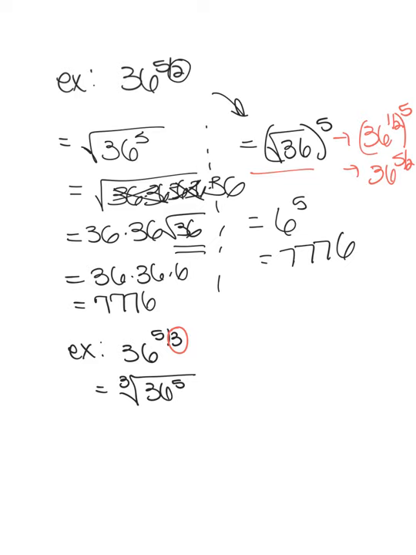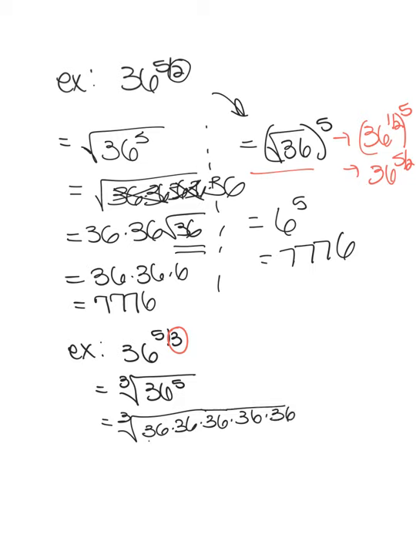Now, the easiest way, and we don't have a single cube root of 36. So if you try to do this in the second way that I just showed you, you really can't take the cube root of 36, so that's not going to help you. But what we can do is go ahead and expand what we have on the inside here. And 36 to the 5th is going to be 36 times 36 times 36 times 36 times 36.